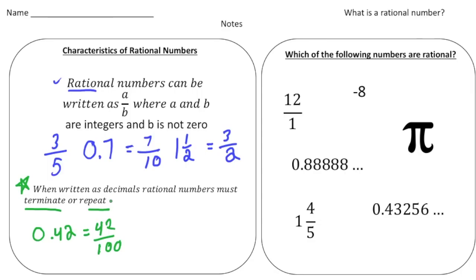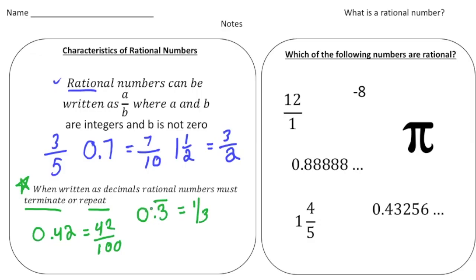It also could repeat. Say, for example, if we have 0.3 with the repeating bar. Well, this really means 0.333333 and so on. And we know that this equals 1/3, because if I did 1 divided by 3 in a calculator, I would certainly get 0.333 repeating.